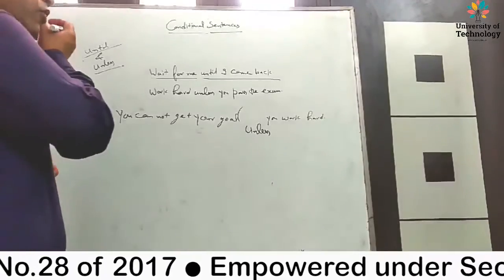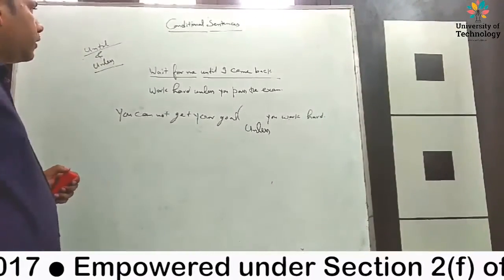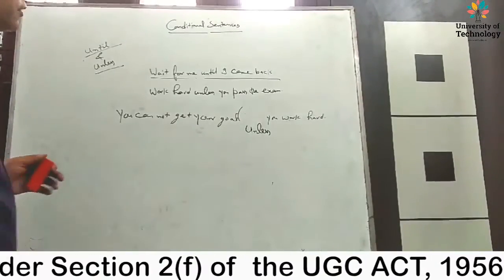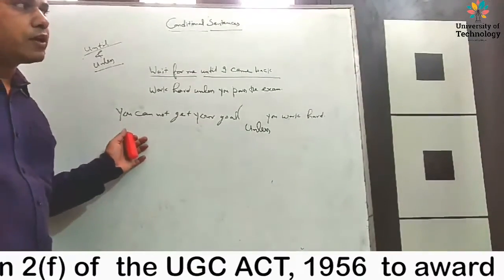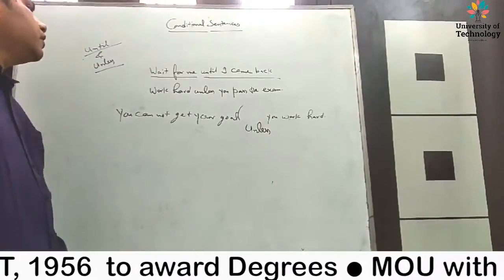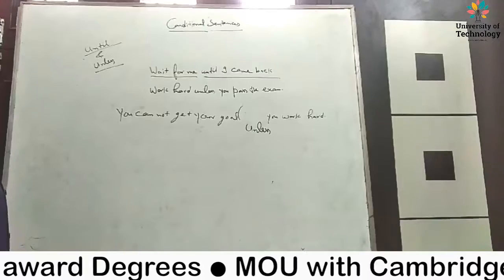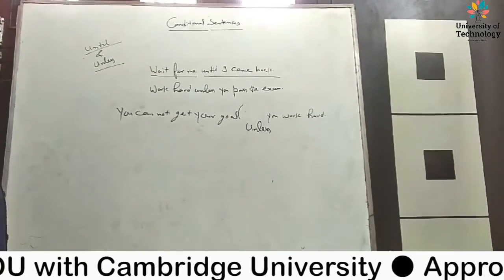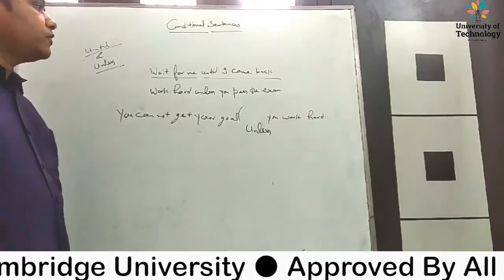So friends, this is all about conditional sentences. We discussed the if condition. We discussed the until or unless condition. We discussed if plus subject plus verb second and subject plus would plus first form. We discussed if plus subject plus had plus V3 and subject plus would have plus V3.